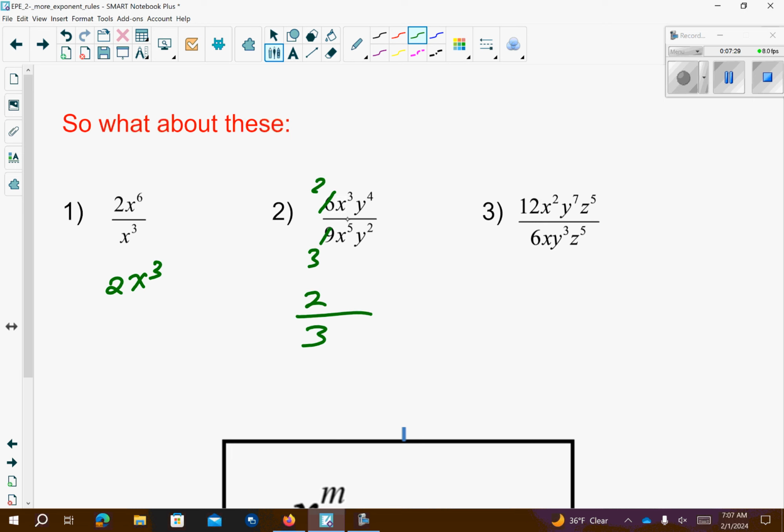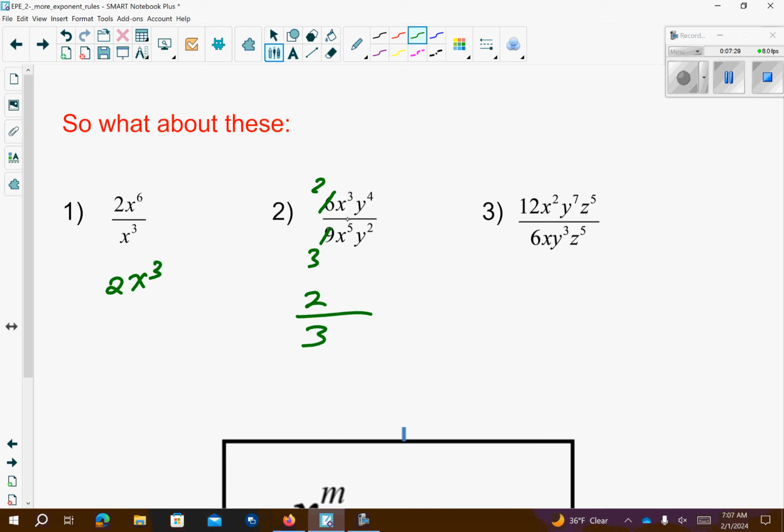Number 3, I'm going to reduce these, so I'm going to get 2 over. Let's do a tug of war with the x's. I have x to the first on bottom. Top wins by 1. You can put x or x to the first. It's your choice. Tug of war with the y's. The top wins by 4, because 7 minus 3. And then the z's actually cancel out, so there's my answer right there.